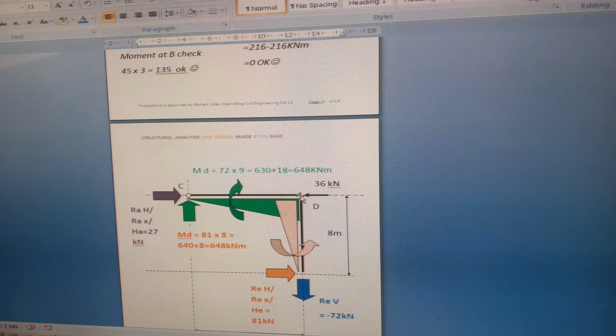Because if we take moments about D, the 36 force is parallel, so that doesn't have any lever arm, so that doesn't do anything. The same thing with REV, so it's parallel. And the same thing with RAH.